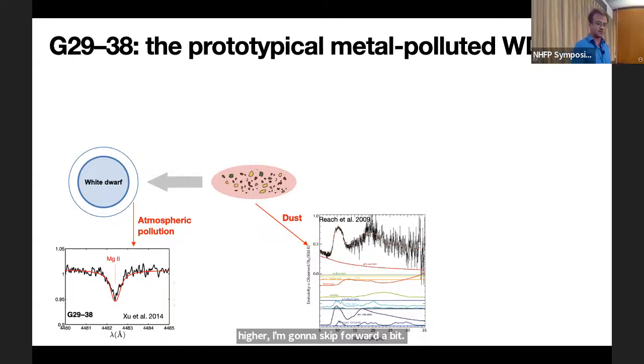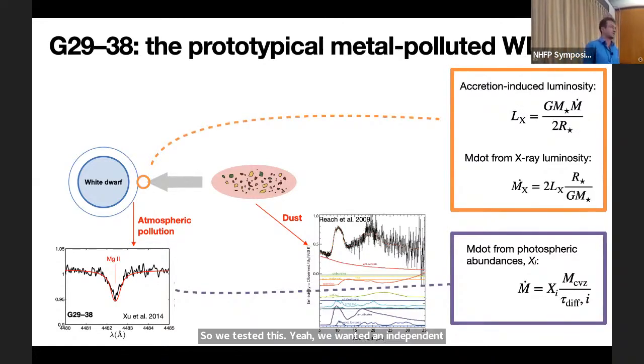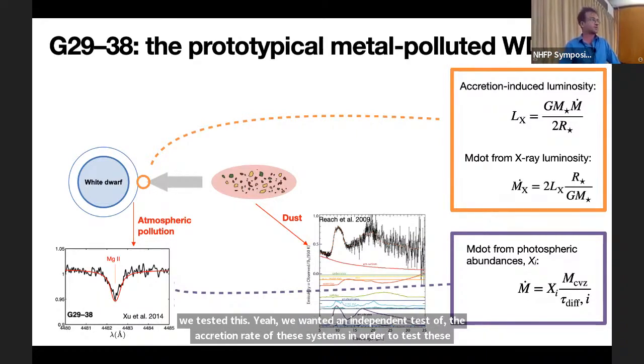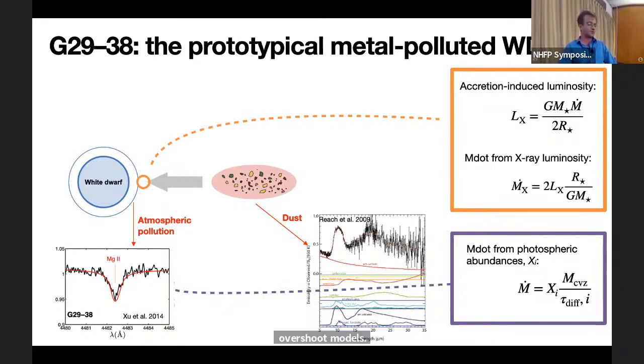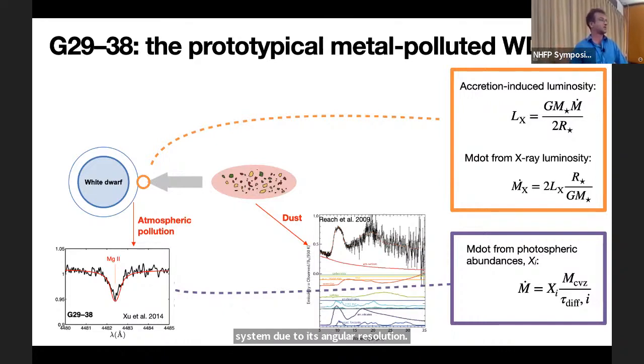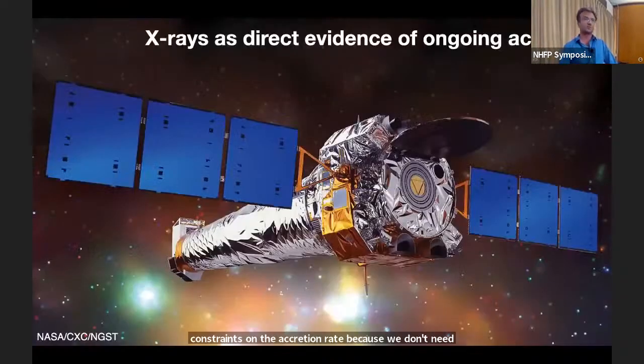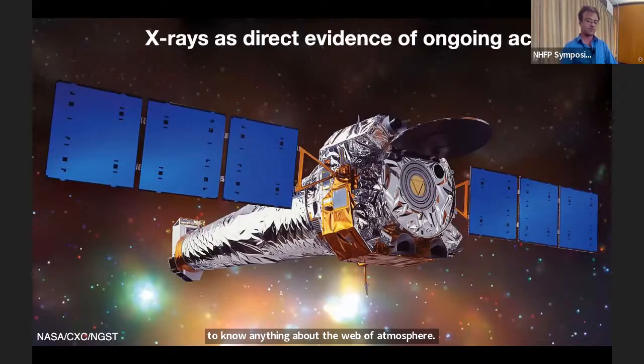We wanted an independent test of the accretion rate of these systems in order to test these overshoot models. So we turned to X-ray observations. Chandra was the only instrument capable of observing this particular system due to its angular resolution. The X-ray observations give us a very nice independent constraint on the accretion rate because we don't need to know anything about the white dwarf atmosphere, only its mass and radius, which are much easier to constrain.